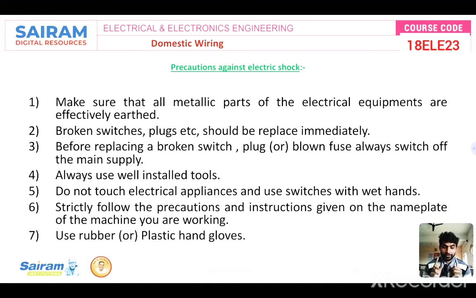And earthing must be done properly. Earthing is very important for electrical appliances while using them, right. And well installed tools we need to use, and do not touch with wet hands, already I told you. And you should read the nameplate details. They give some specifications while purchasing the equipment. They give the instruction book, right, for the electrical appliances, that you must read. If instead of 110 volts, you give 230 volts power supply, what may occur? It will damage, right? So that's why you should read the specification, nameplate, everything.